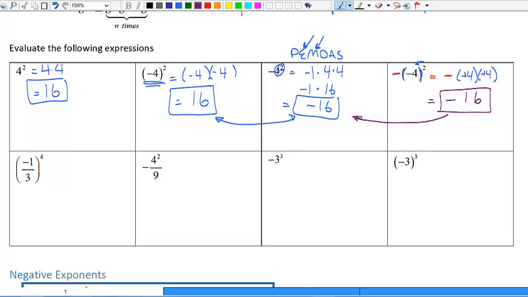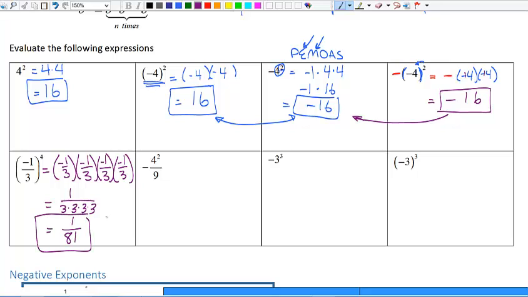On the next set, we have negative 1/3 to the 4th power. So this means I have negative 1/3 four times. When I multiply all the numerators, I'm getting a positive 1. When I multiply all the denominators, that's 4 copies of 3, that turns out to be 9 times 9, or 81. So 1 over 81 is the solution here.